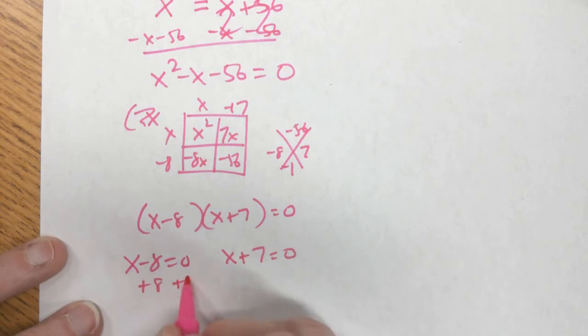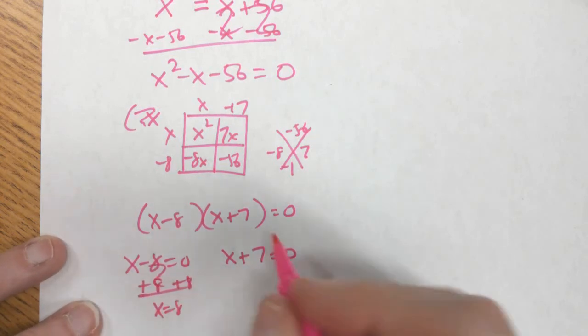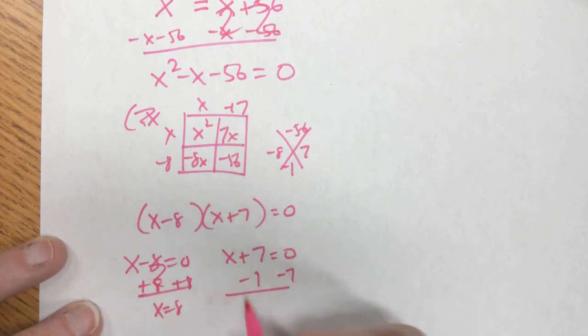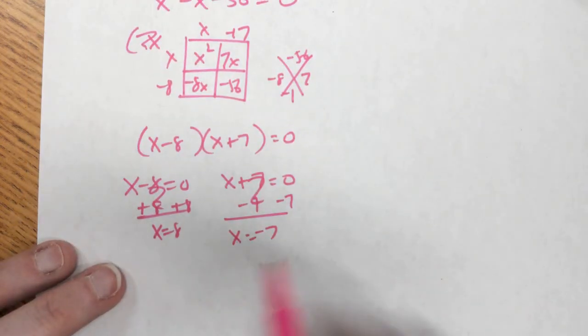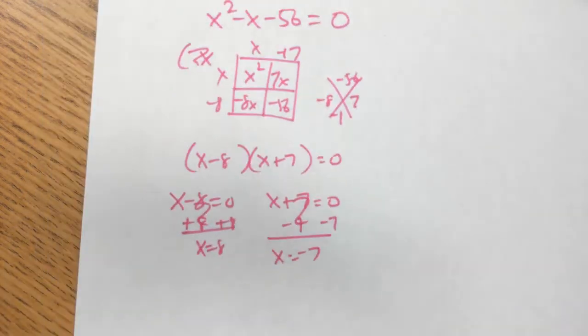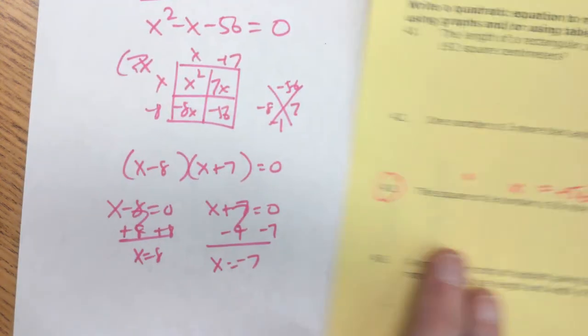So if I add 8 to both sides, I get x equals 8. If I subtract 7 from both sides, I get x equals -7. So you may be thinking, this is a real-world situation. Does this situation make sense? Well, let's look back at the problem and check and see if it gives me true statements.